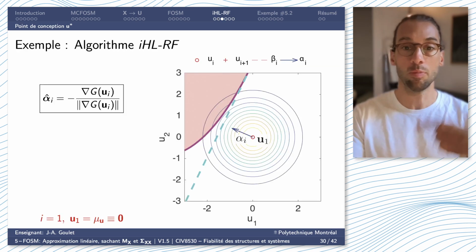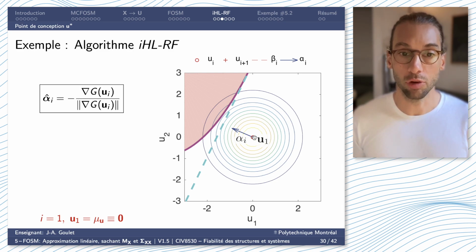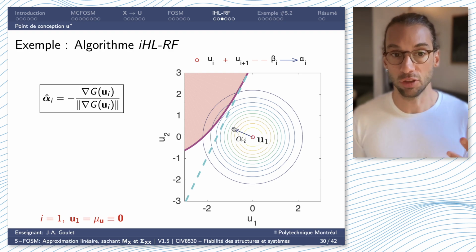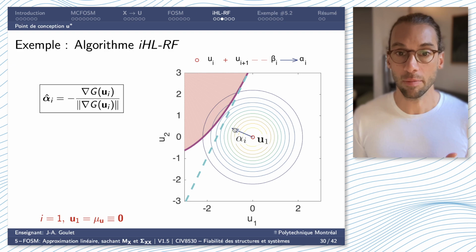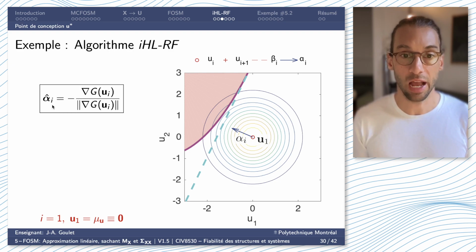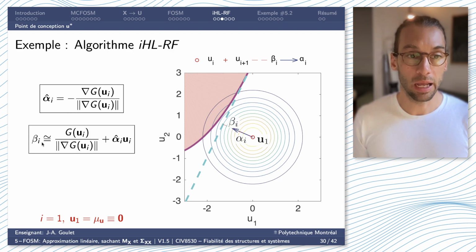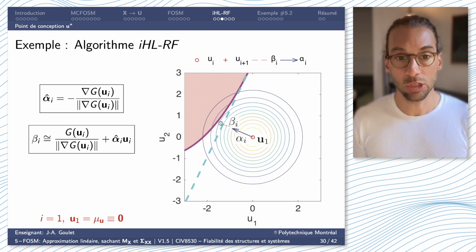And I'm going to keep repeating this successively. If we start at iteration 1, we're at the origin here. I'm going to evaluate the gradient of my g of u at the origin, and I'm going to obtain my vector alpha by normalizing it. So the gradient divided by the length of my vector is going to give my vector alpha. Then if I evaluate my beta using this relation we derived earlier, we're going to get an approximation for my beta. And this would be my approximate limit state surface at the first iteration. It's good, but it's not great.